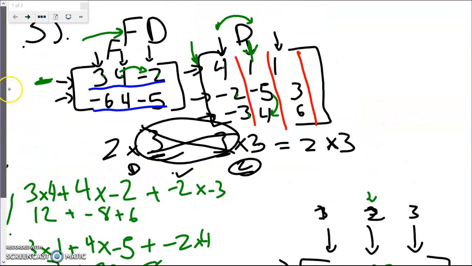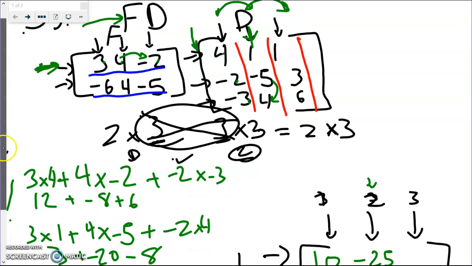Now, we're done with this row right here. We're going to move on to the next one, okay? We still stay in this first row. We stay in this first row until we run out of columns to multiply. And as it just so happens, this is our last column that we're going to multiply.